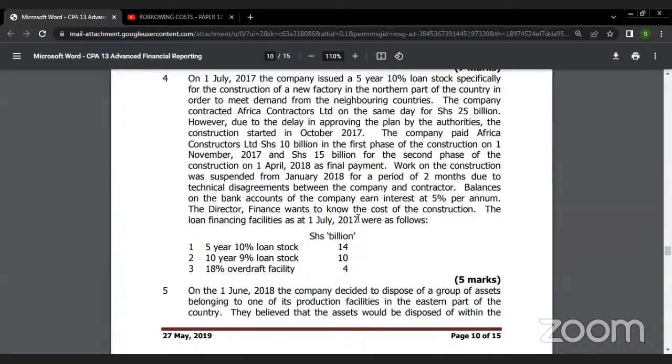So these expenditures, the 25 billion, we have to allocate them. But they are first allocated to what we call the specific borrowings, and then later to the general borrowings. Let's see how we can build our answer in this case. In case you have a question, please, you can ask.